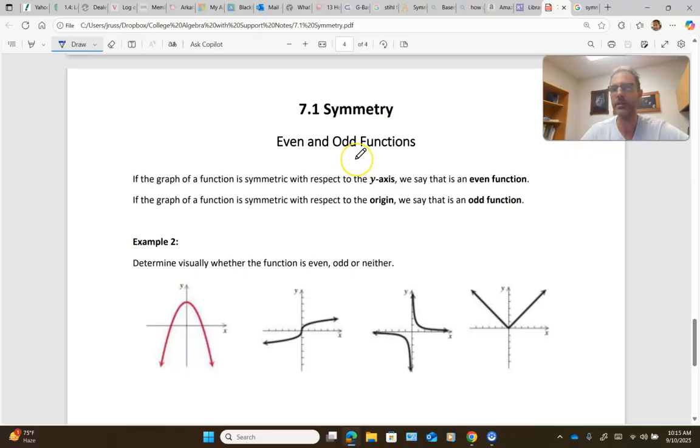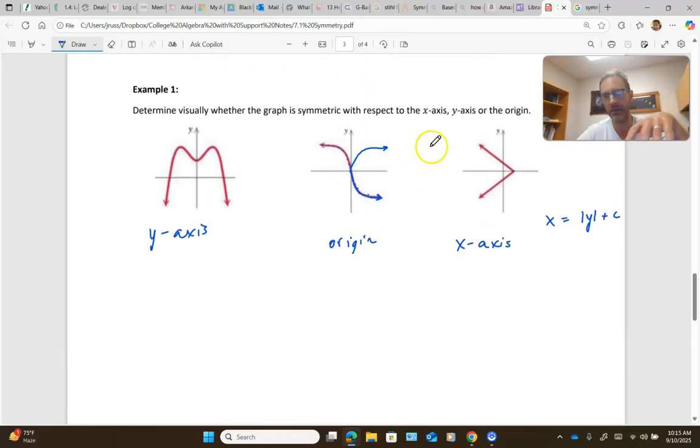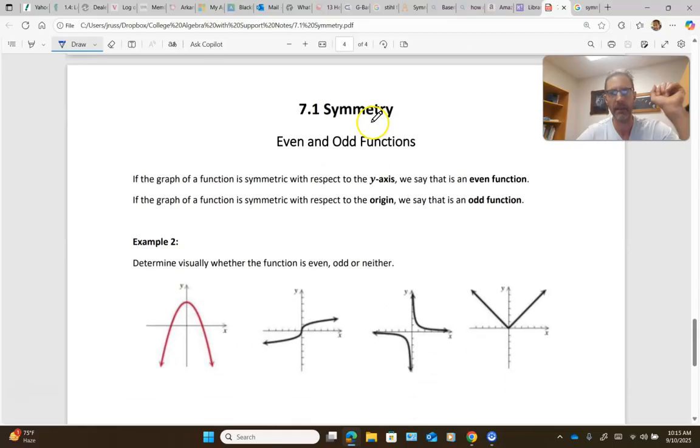So functions can only have two types of symmetry. They can't have the x-axis symmetry, see here, because they wouldn't pass the vertical line test if they did. So they can only have y-axis symmetry and origin symmetry. And functions that exhibit either of those types of symmetries, we give them names. A function that is symmetric with respect to the y-axis, we call an even function. And a function that has origin symmetry is referred to as an odd function.